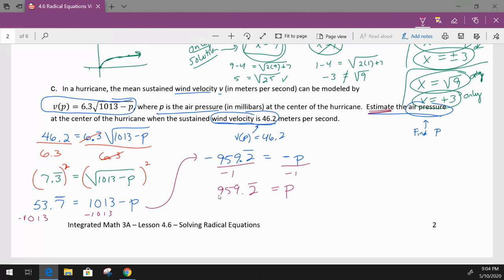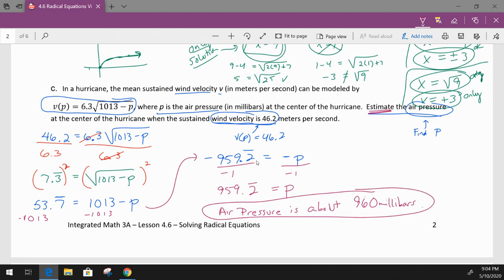So now going back to the original problem, it does say to estimate. So even though this would round to 959, a better estimation would be 960. So the air pressure is about 960, and the air pressure is measured in millibars. So millibars, period. I'm just going to keep it at that. All right, so the air pressure is about 960 millibars.